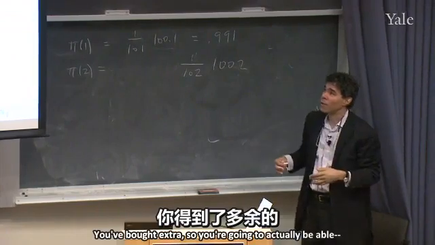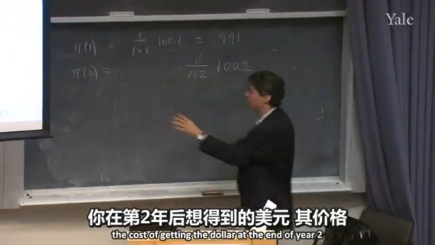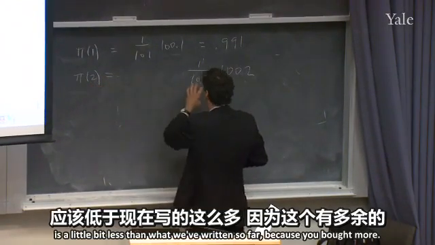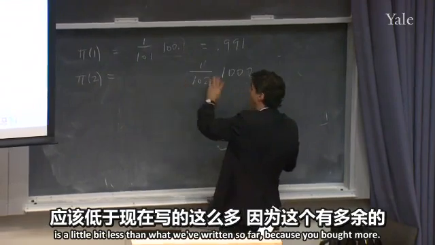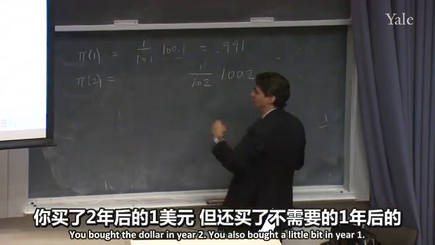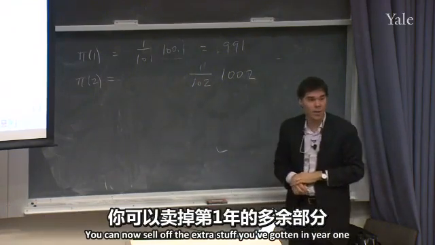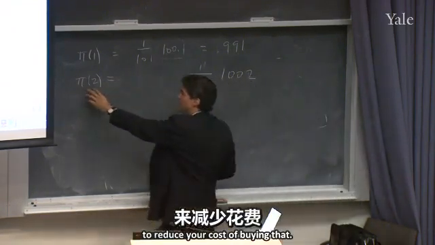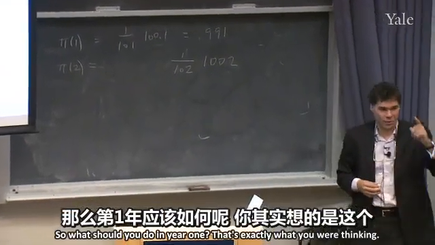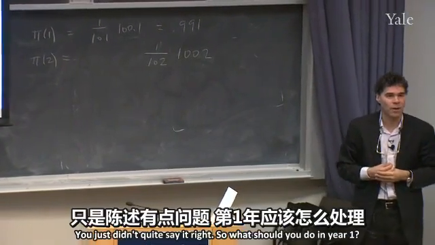You've bought extra. So the cost of getting the dollar at the end of year 2 is a little bit less than what we've written so far, because you bought more. So far, this is buying too much. You bought the dollar in year 2, you also bought a little bit in year 1. You can now sell off the extra stuff you've gotten in year 1 to reduce your cost of buying that. So what should you do in year 1? That's exactly what you were thinking, you just didn't quite say it right. So what should you do in year 1?